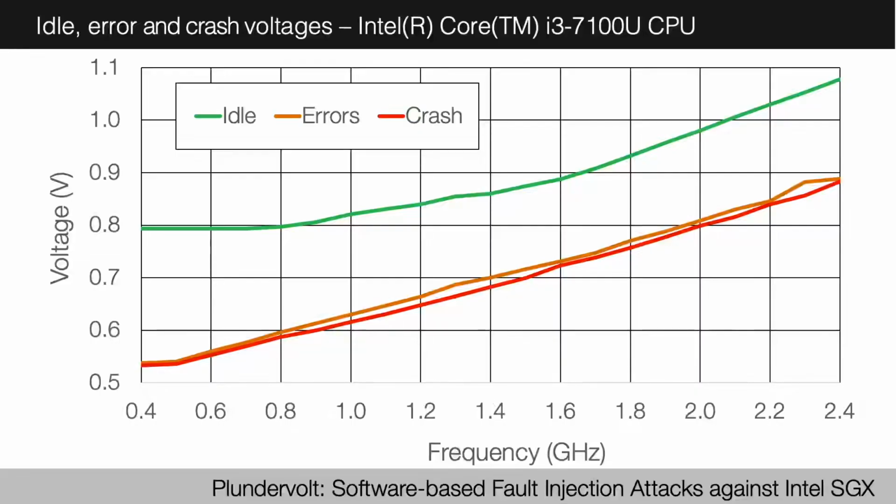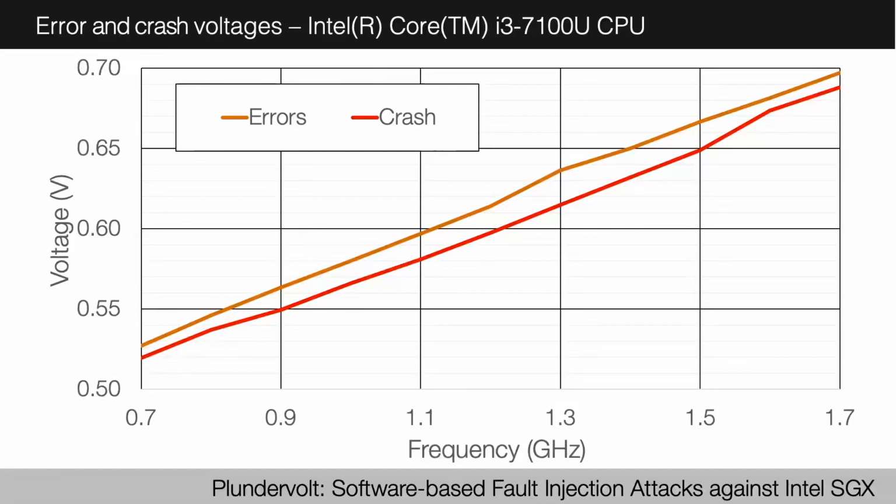So we plotted our results on a graph, and we found that frequencies in the middle of the CPU's available frequency range were much more stable. If you went to very low frequencies or very high frequencies, you were much more likely to get a crash than a fault. And for this particular i3 machine, we focused at 1 gigahertz as we found it to be the most stable.